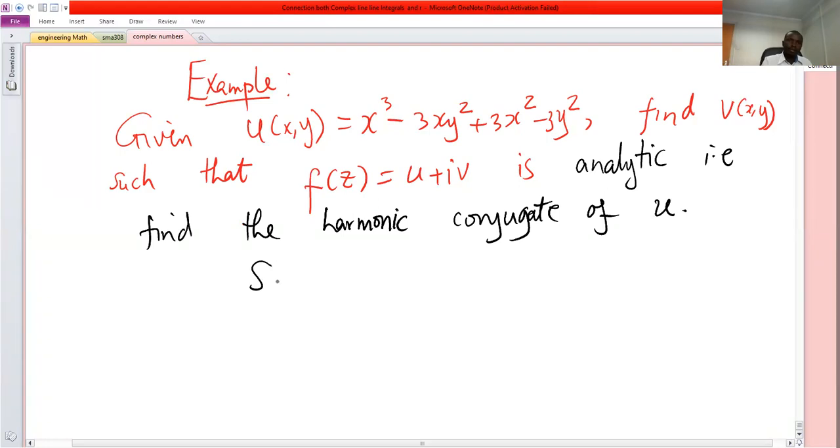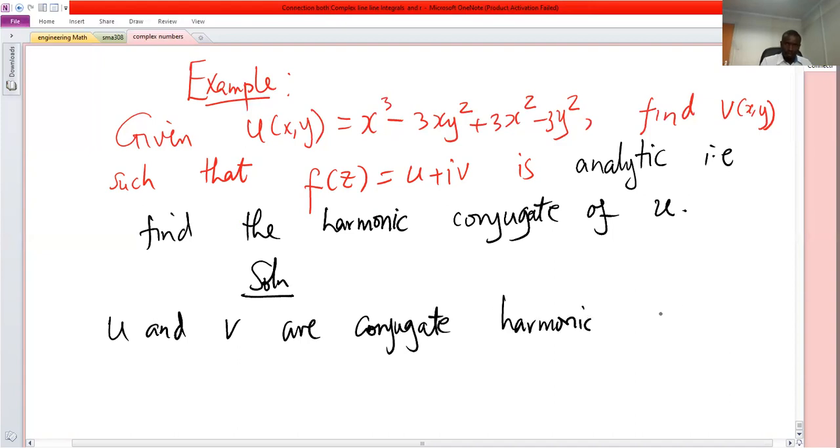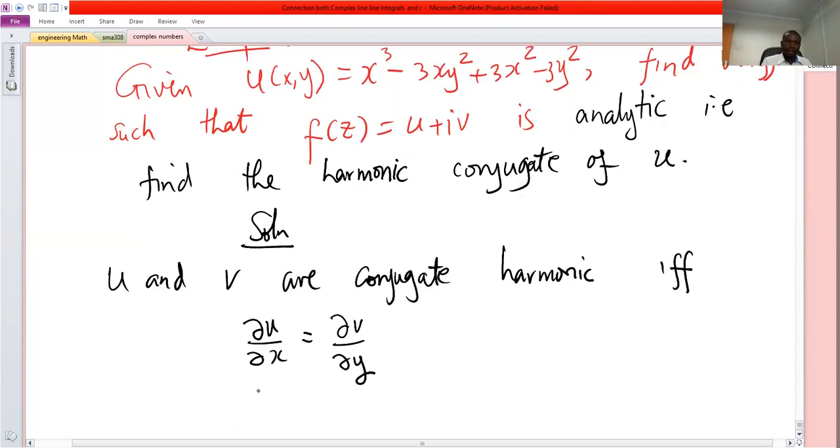So solution, u and v are conjugate harmonic if and only if partial u partial x equals partial v partial y, and partial u partial y equals negative partial v partial x. So that's by definition.